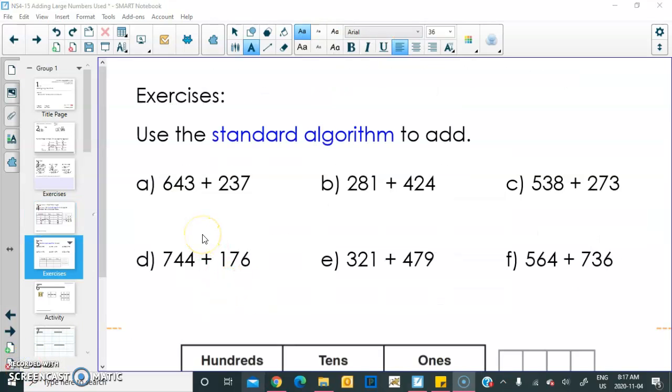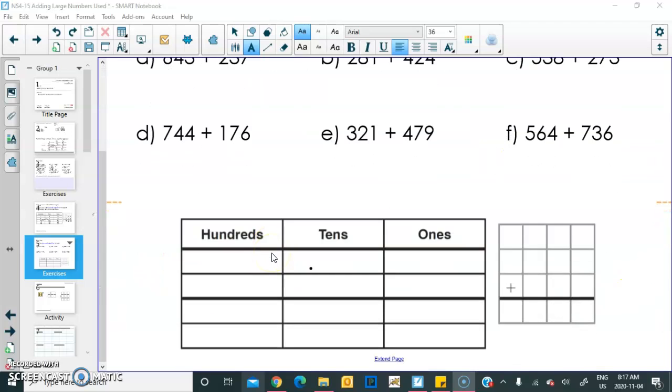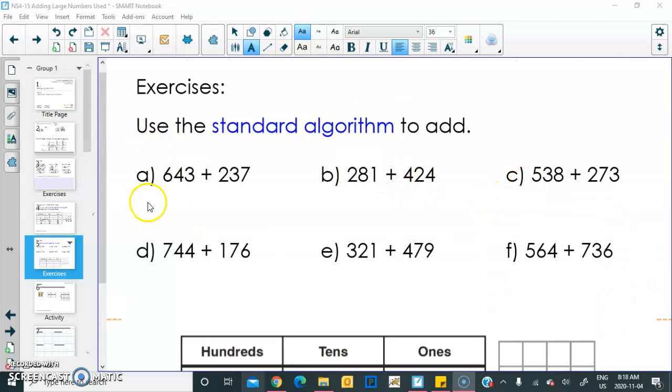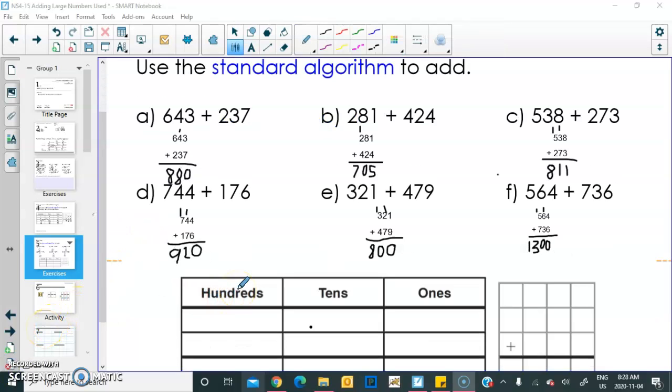Okay, boys and girls, I want you to pause your screen and finish these questions. You can either use a chart or the standard algorithm. I'll meet you back here in a jiff. Okay, grade 4s, pause the screen and see if you got the same answers as Miss Hollinger. We will go through A and B together to see if you're on the right track.